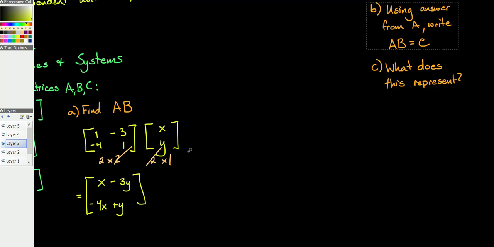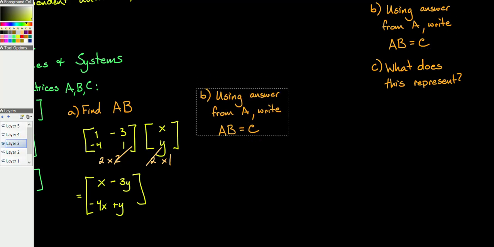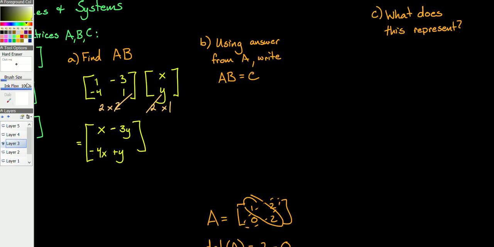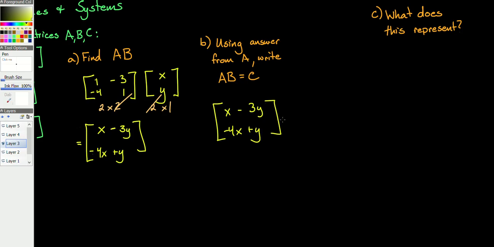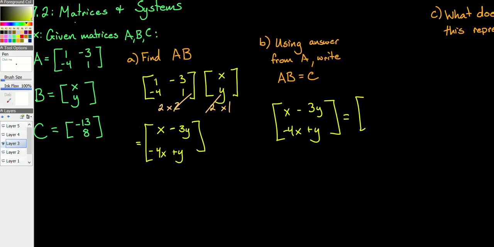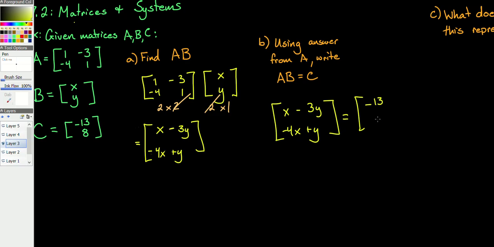Okay. Looking at it, let's knock out B then. It's pretty subtle and there's not a whole lot to it. I'm literally asking you to just write down what your answers give us. So we should get a new matrix AB, which we have, right? We get this lovely matrix x minus 3y and negative 4x plus y. Not allegedly, we just found that that was AB. This is equal to what? Negative 13, 8.